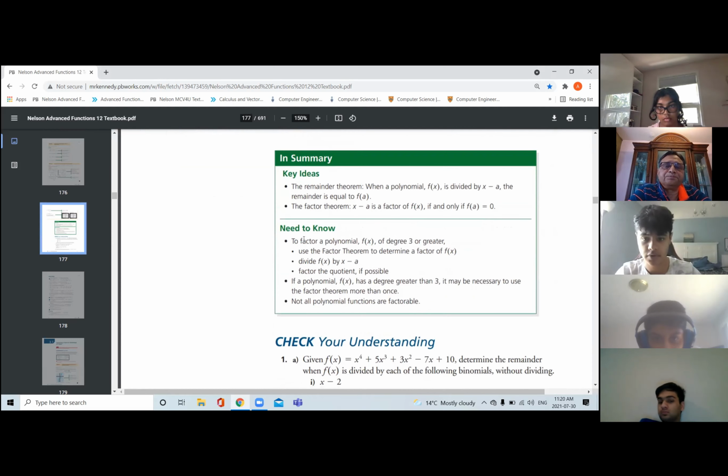Yes. Need to know: to factor a polynomial f of x of degree 3 or greater, use the factor theorem to determine a factor of f of x, divide f of x by x minus a, and factor the quotient if possible. If a polynomial f of x has a degree greater than 3, it may be necessary to use the factor theorem more than once. Correct. Not all polynomial functions are factorable. Important. Not all polynomials can be factored. Is this all clear to you?